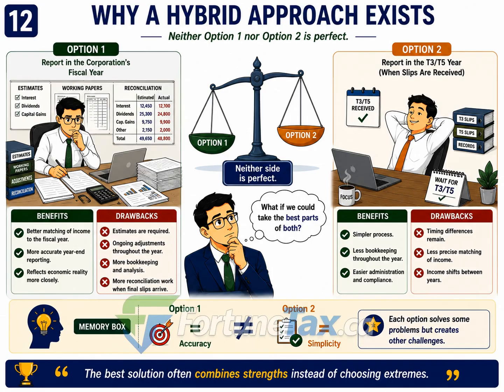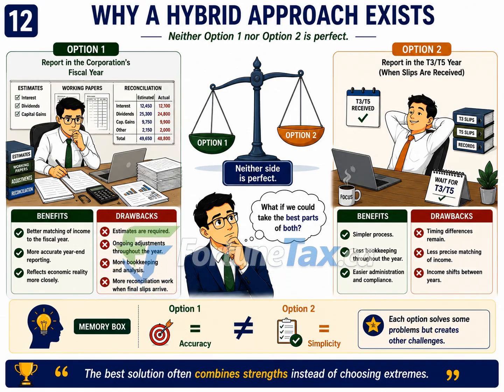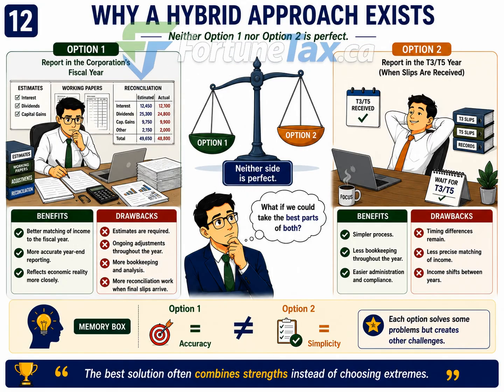But simplicity also comes with a trade-off. Timing differences remain. Income may be reported in a different year than the one in which it was economically earned. And as a result, the matching between income and the corporation's fiscal year may not be as precise. This brings us to the scale shown in the center of the slide. Option 1 leans toward accuracy. Option 2 leans toward simplicity. Each side offers meaningful advantages, and each side introduces certain limitations.